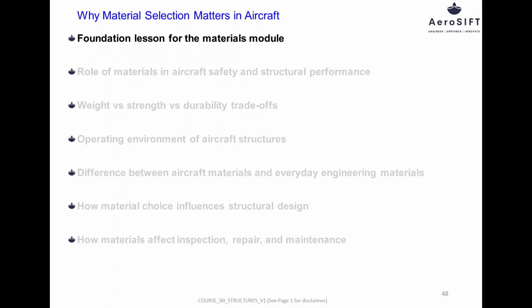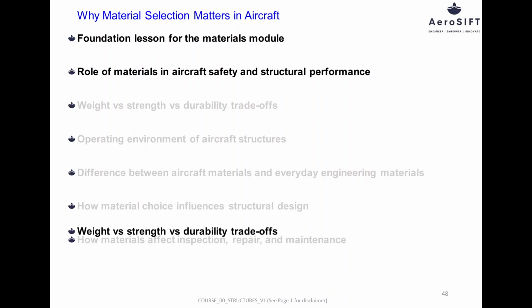This lesson explains why we don't just pick the strongest metal. We pick the material that best fits loads, life, environment, and maintenance for an aircraft's whole career. Materials determine how a structure carries loads, resists fatigue and corrosion, and survives damage. They're a core part of safety, not an afterthought.